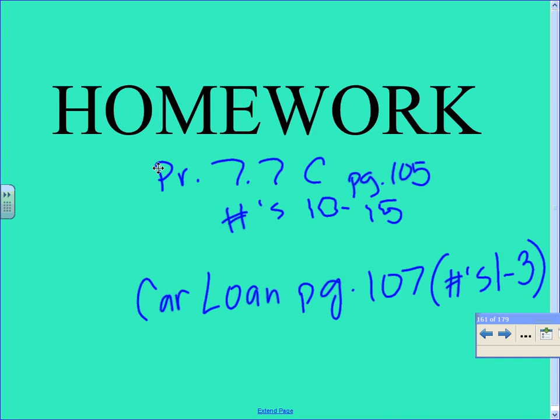Oh, hold on, one more comment. On number 14, it tells you to make a scatter plot. You don't have to do that. So on 14, just do A. So just 14A. On 7.7C, if you want to cross off 14B and C, that's fine with me. If you're not listening right now and you make the scatter plot, oh well. You don't have to do that. I'm not concerned about scatter plots.